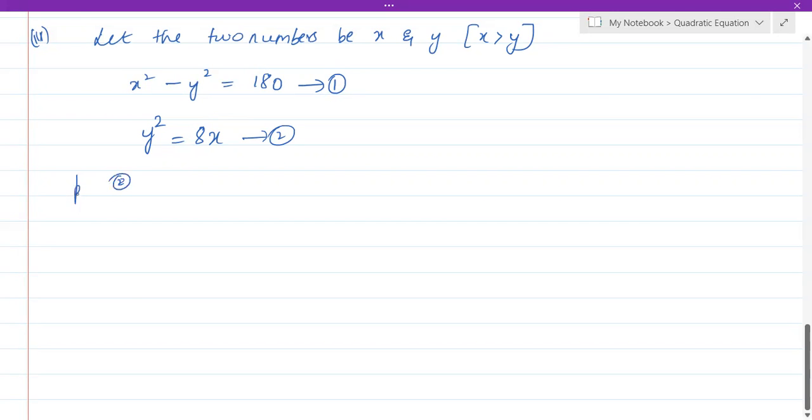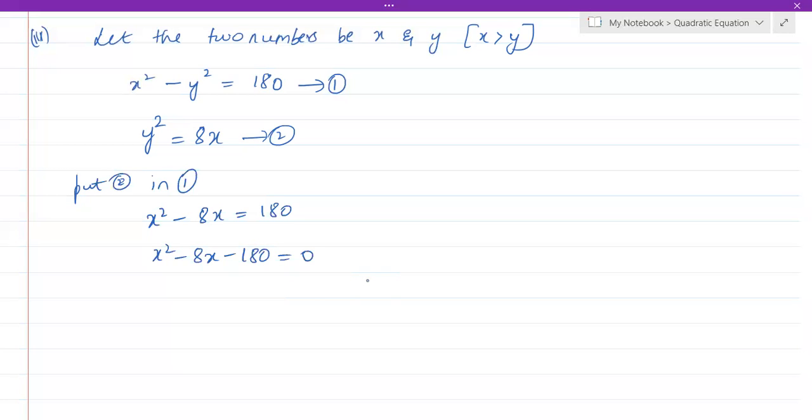So put equation 2 in equation 1. So what do we get? x square minus, instead of y square, what can we write? 8x equal to 180. Now get this 180 to the other side. x square minus 8x minus 180 equal to 0. So this is the required quadratic equation. Solve by any of the methods, you will get the answer for x. Once you get the answer for x, substitute in equation 2 to find the value of y. Okay, so let's get into the next question.